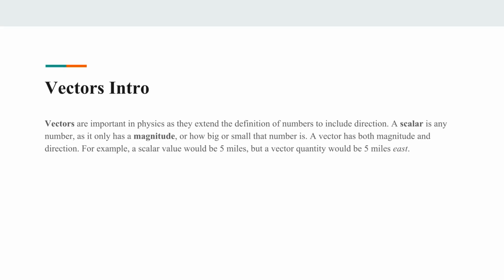So a scalar value would be 5 kilometers, 10 miles, and any other measurement. However, a vector quantity would also include a direction. So a vector quantity would be 5 miles east.